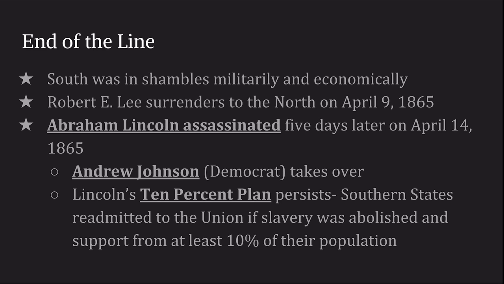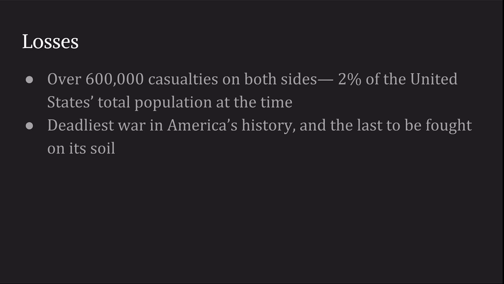Andrew Johnson, a Democrat, takes over, but Lincoln's 10% plan persists. Southern states will be readmitted to the Union only if slavery was abolished and at least 10% of their population supports it.